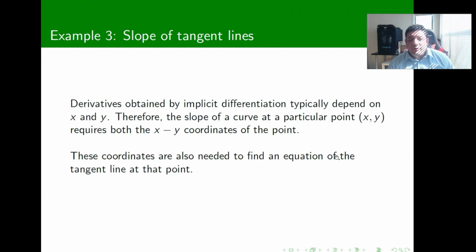Okay, so now derivatives obtained by implicit differentiation typically depend on x and y. And so hence the slope of the curve at that particular point (x, y) is going to require that you plug in x, plug in y. Okay, don't forget that you need both coordinates.